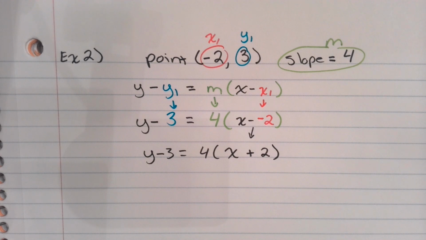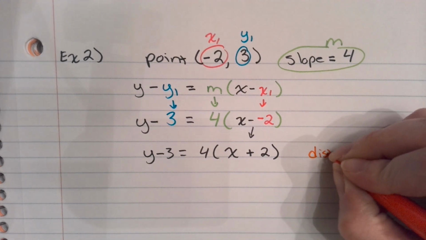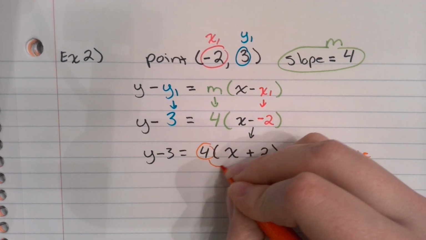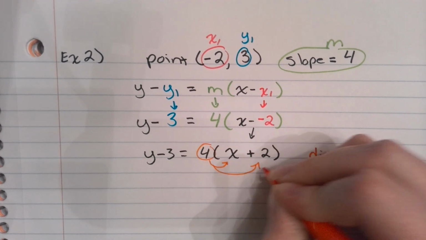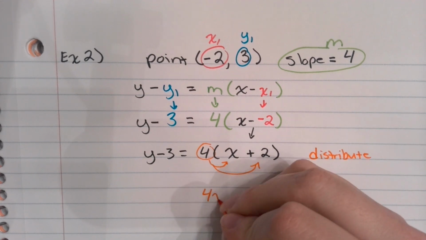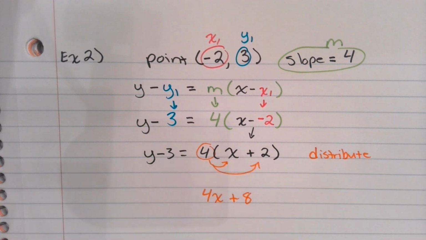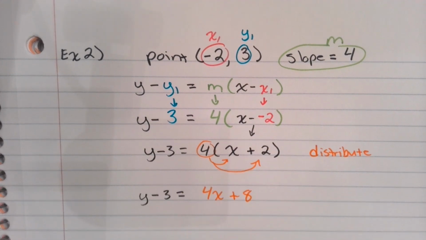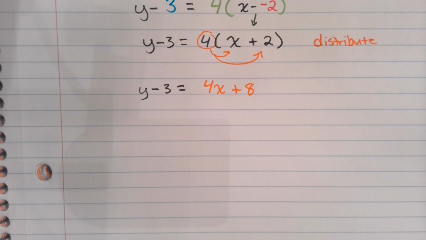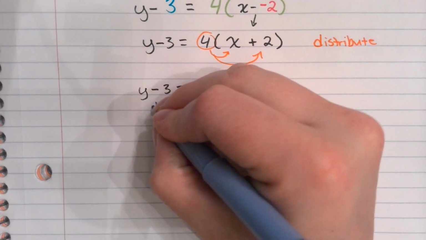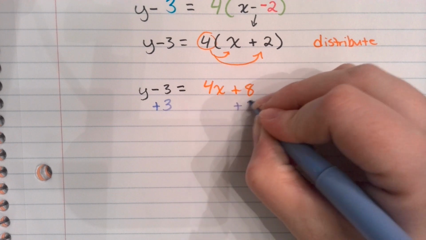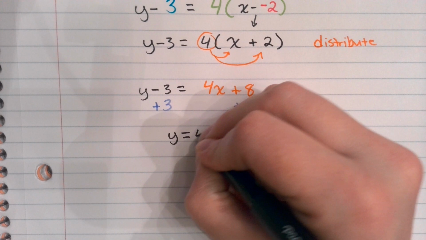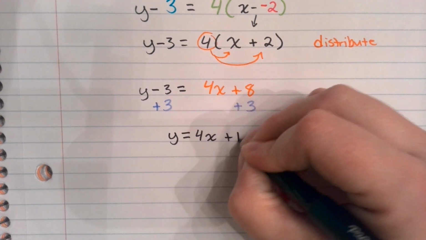Okay, from here, we're going to distribute because we want to get it into slope-intercept form. So we're going to distribute the 4 to the x and to the 2. So this now becomes 4x plus 8. So we have y minus 3 is equal to 4x plus 8. We'll then add the 3 to both sides. And that will give us our final answer of y is equal to 4x plus 11.